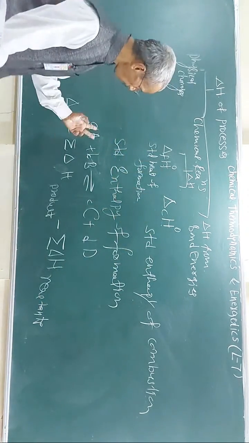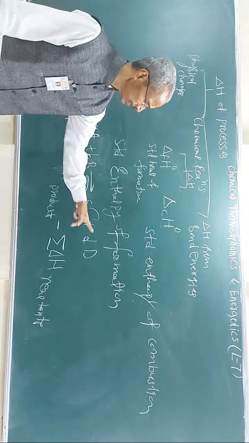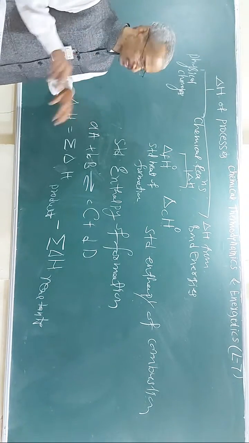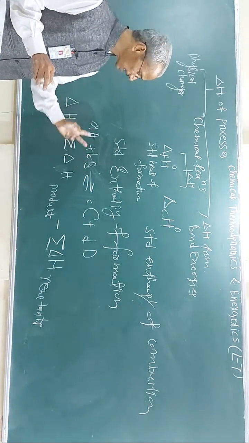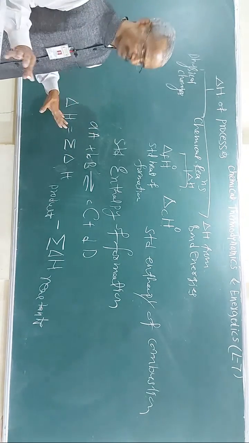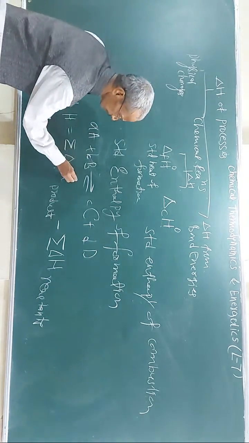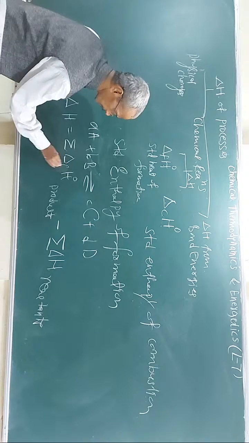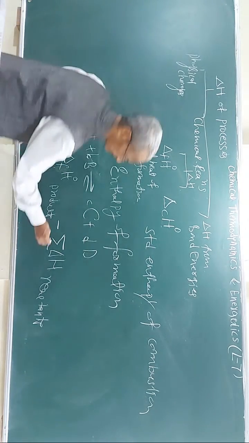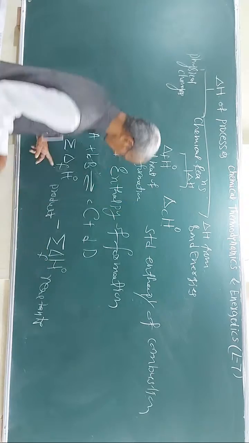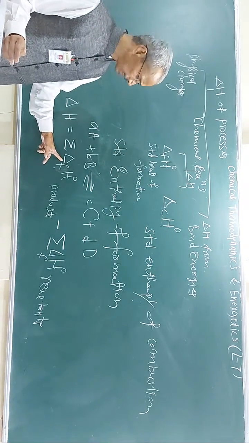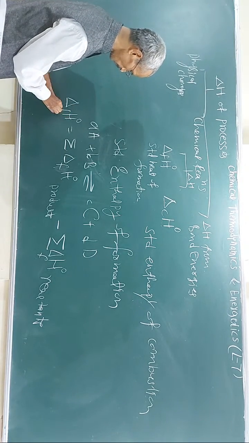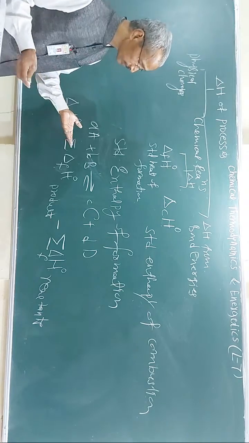Now, if all these substances A, B, C and D are in their standard states, then the heat of reaction is said to be the heat of formation, but in the standard state. Therefore, the standard heat of formation is the standard enthalpy change of the reaction, delta H zero of the reaction. Now, what is meant by standard state?